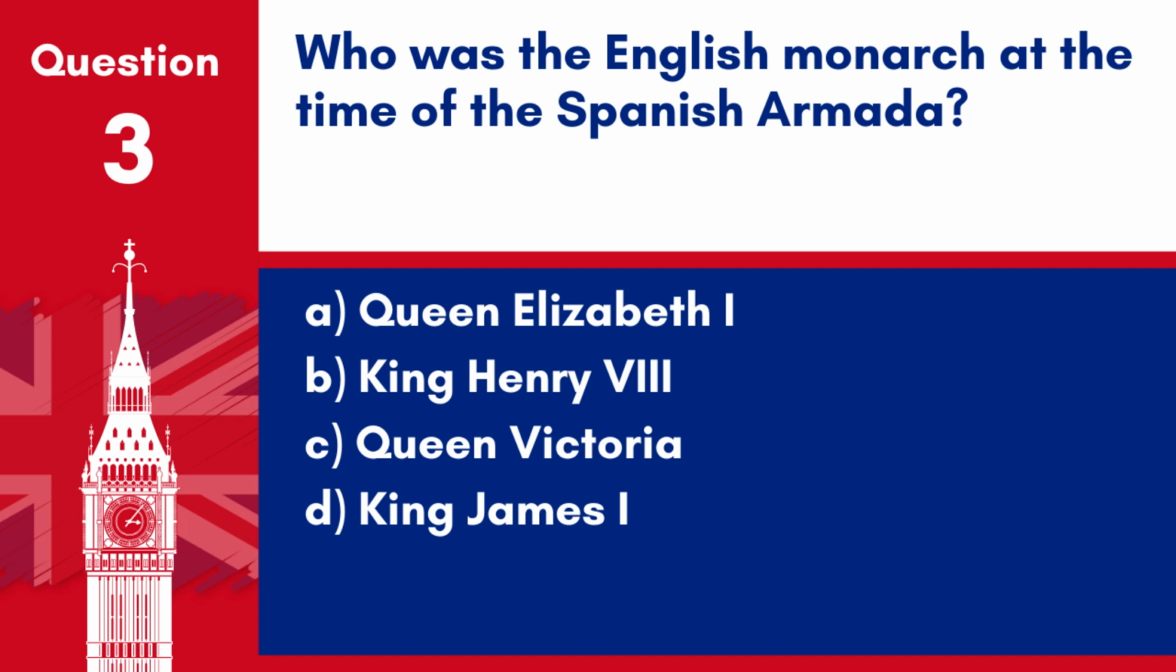Question 3. Who was the English monarch at the time of the Spanish Armada? A. Queen Elizabeth the First, B. King Henry VIII, C. Queen Victoria, D. King James the First. Answer: A. Queen Elizabeth the First. Queen Elizabeth I was the monarch during the time of the Spanish Armada in 1588.